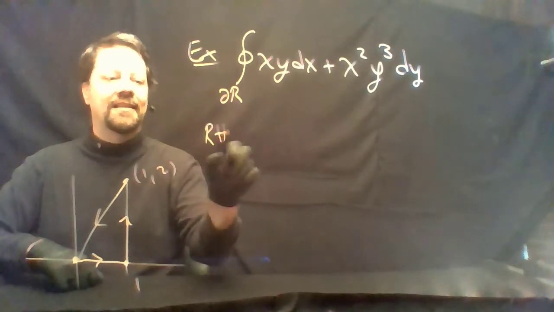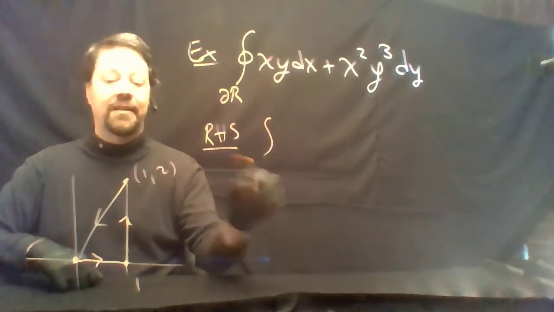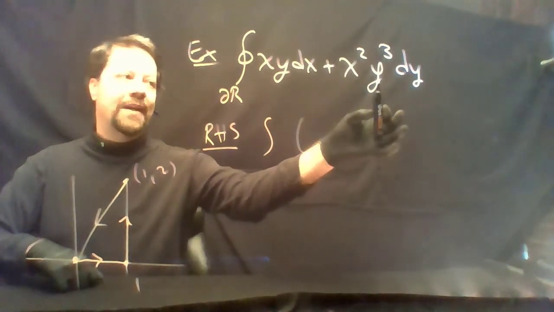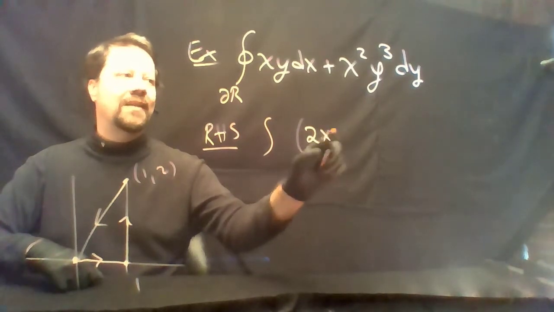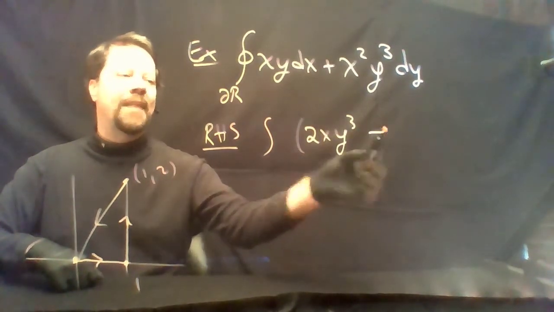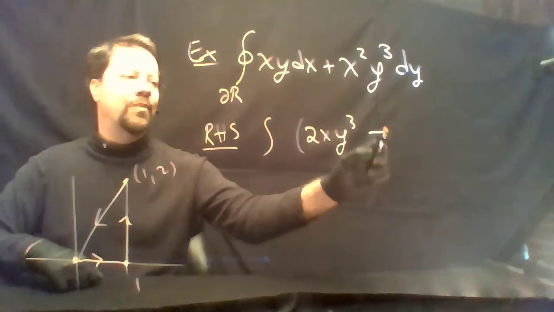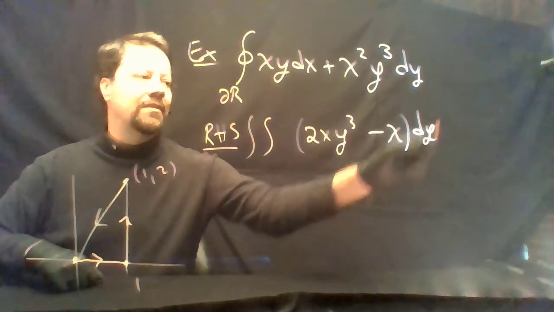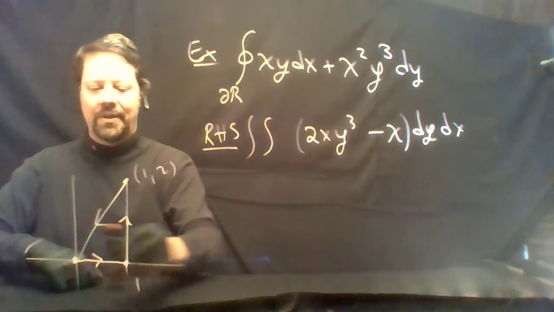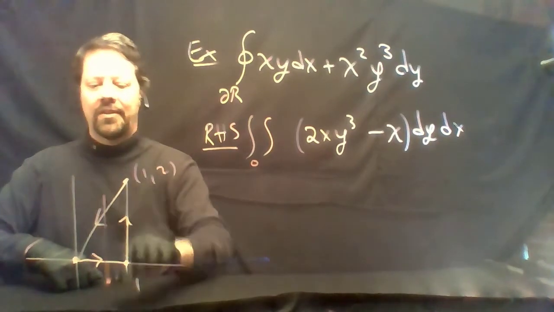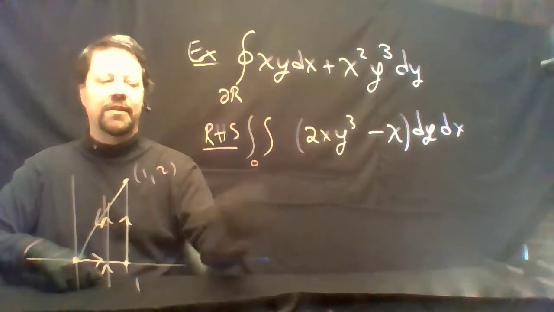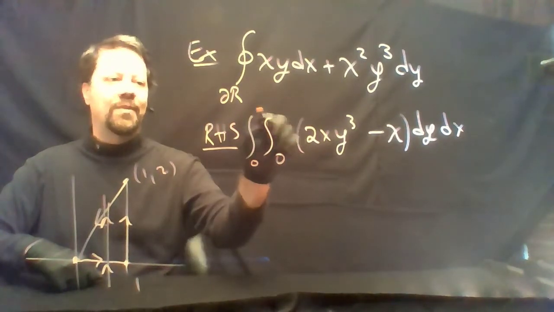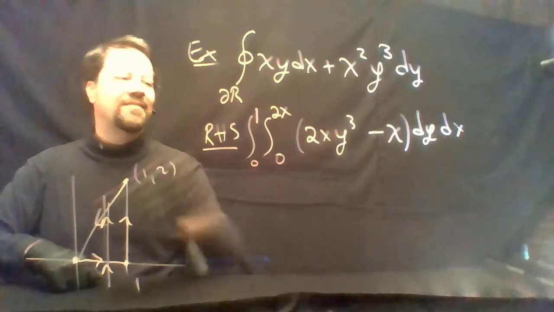On the right-hand side, we'll be integrating over this region the derivative of n with respect to x, that's 2xy cubed, minus the derivative of m with respect to y, and that's x. We'll set this up as a double integral, dy dx. X will go from 0 to 1. Using vertical cross sections, y goes from lower curve to upper curve. The lower curve is 0. The upper curve is y equals 2x.